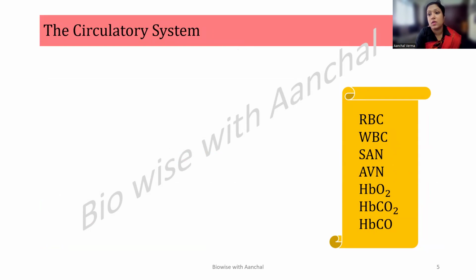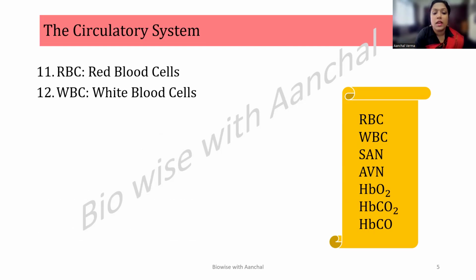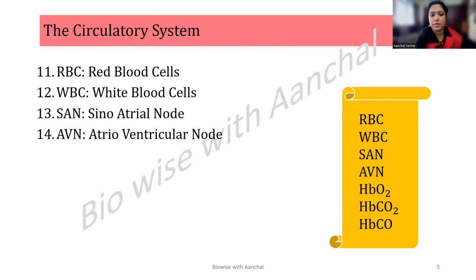Next one is the circulatory system. In circulatory system, you have some abbreviations. Now, RBC, red blood cells, corpuscles also can be written. Red blood cells can also be written. WBC, white blood cells. SAN, sino-arterial node, that is your natural pacemaker.